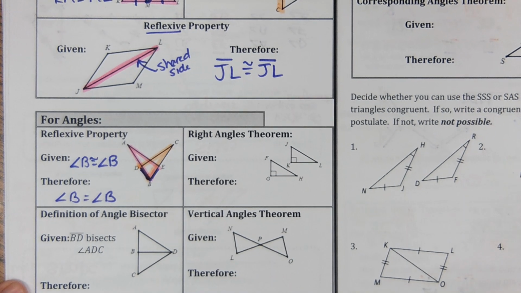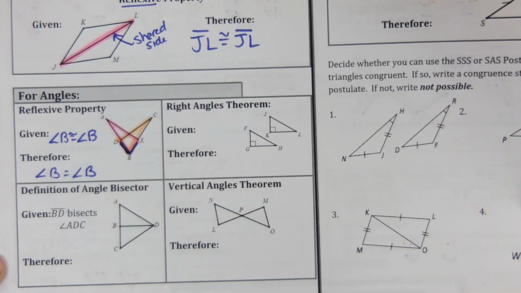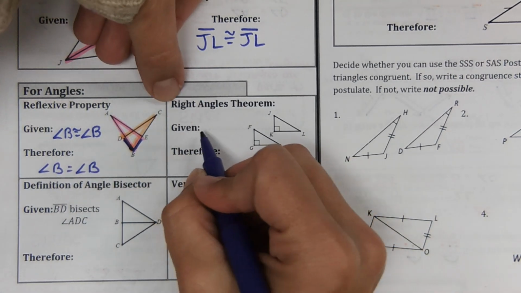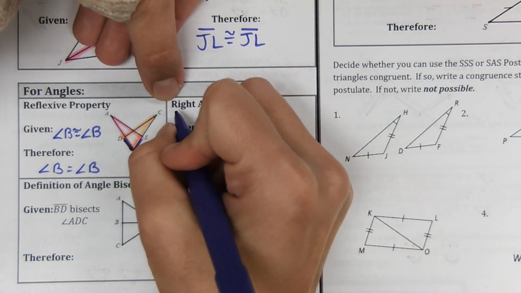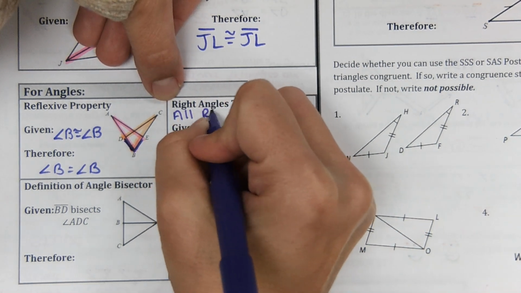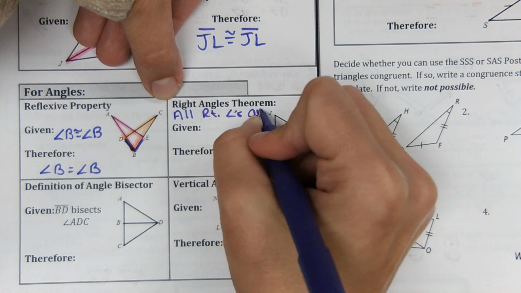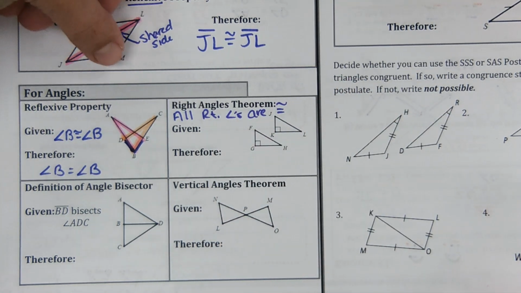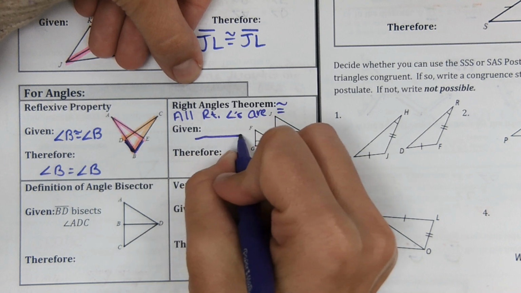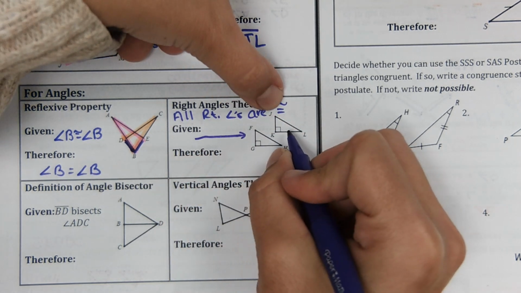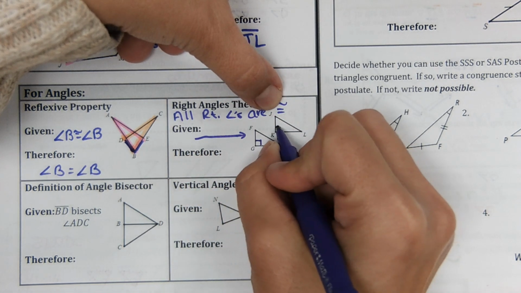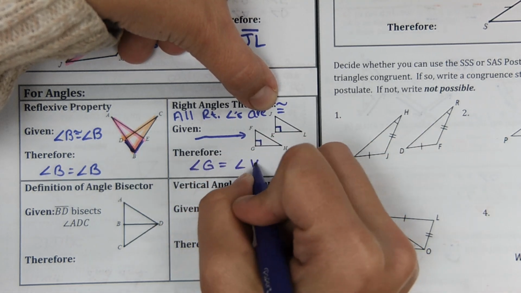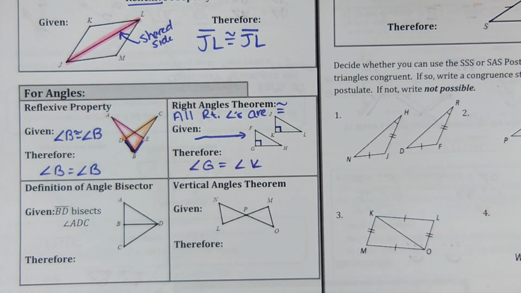Okay. Then the next one, right angles theorem. This came up in Alex last week too. Right angles theorem has to do with all right angles being congruent. All right angles are congruent. So if you're told you have two right angles, you can say they're equal to each other. So given is this picture here with two right triangles. They both have a right angle here and here. So therefore, angle G is equal to angle K, congruent to, however you want to say it.